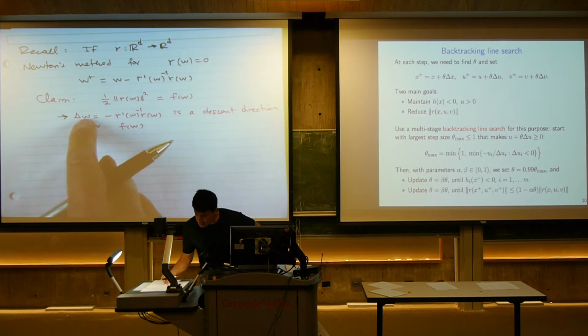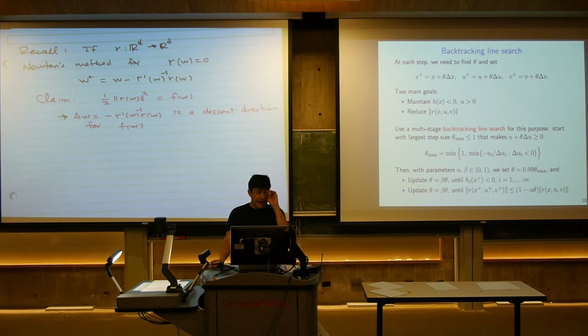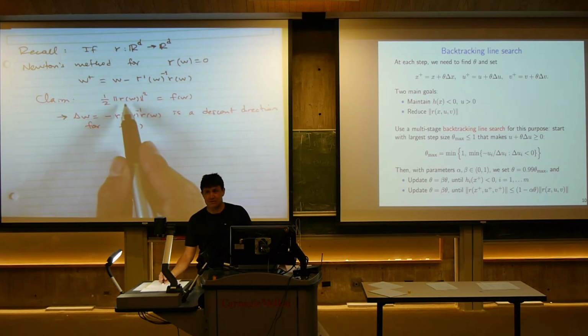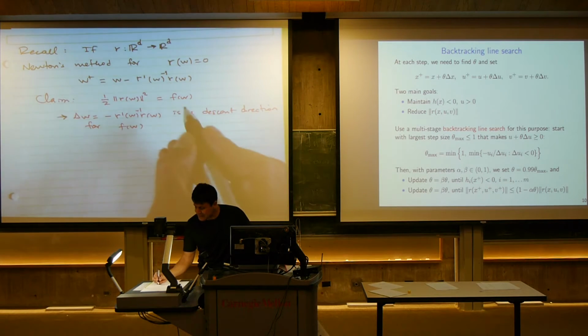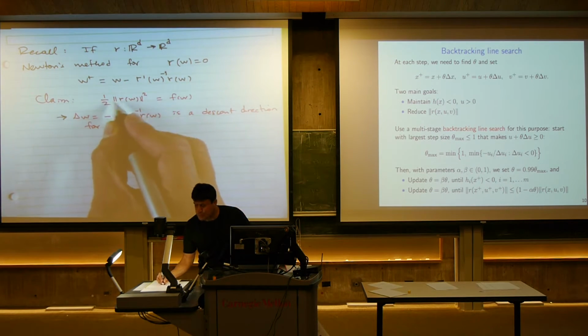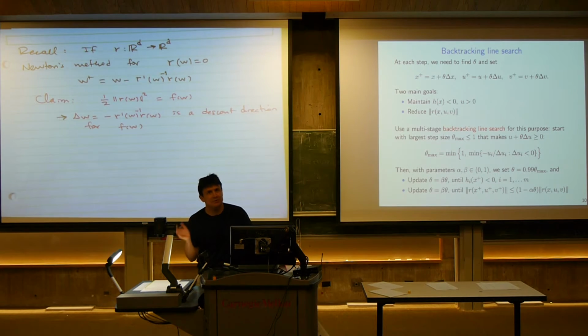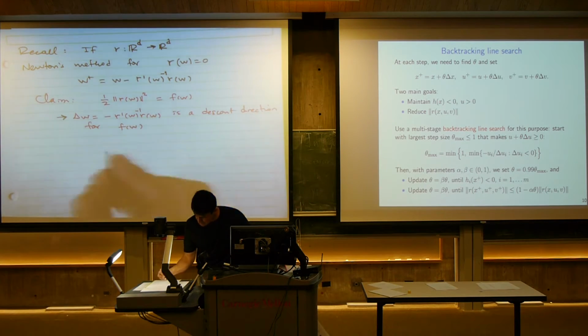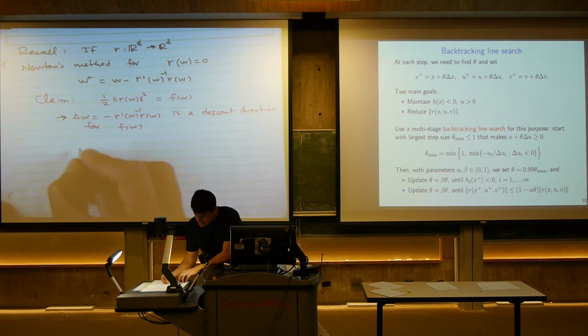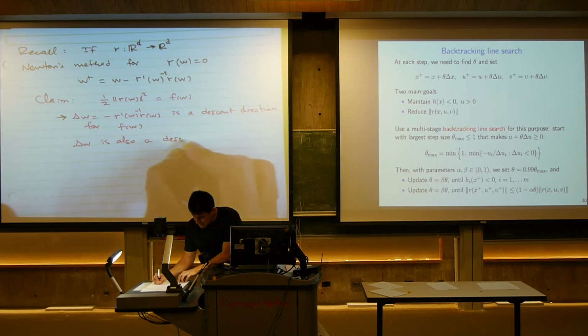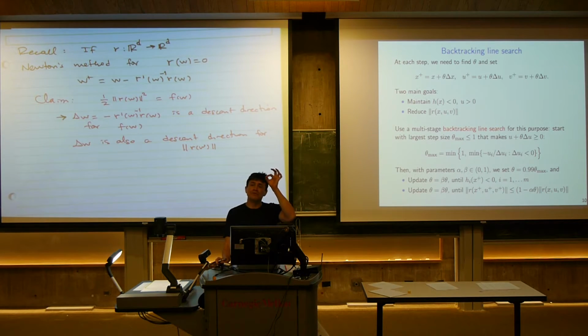If you look at delta W to be the Newton step, that is a descent direction for this function. You could actually take f of W, the norm of R also. It would be a descent direction for the norm of R. So I should write that down too: delta W is also a descent direction for the norm of R of W. So the norm will decrease if you move along that direction. It's a direction of decrease.